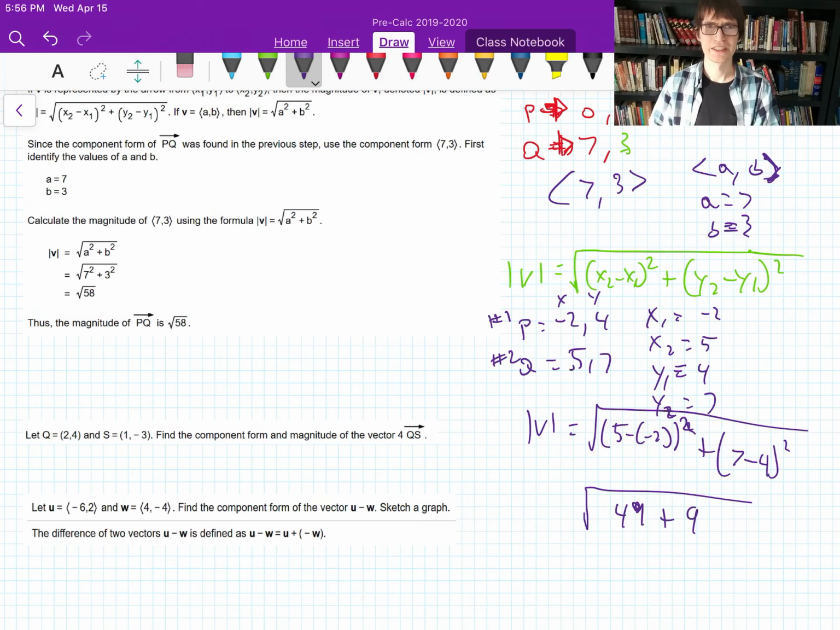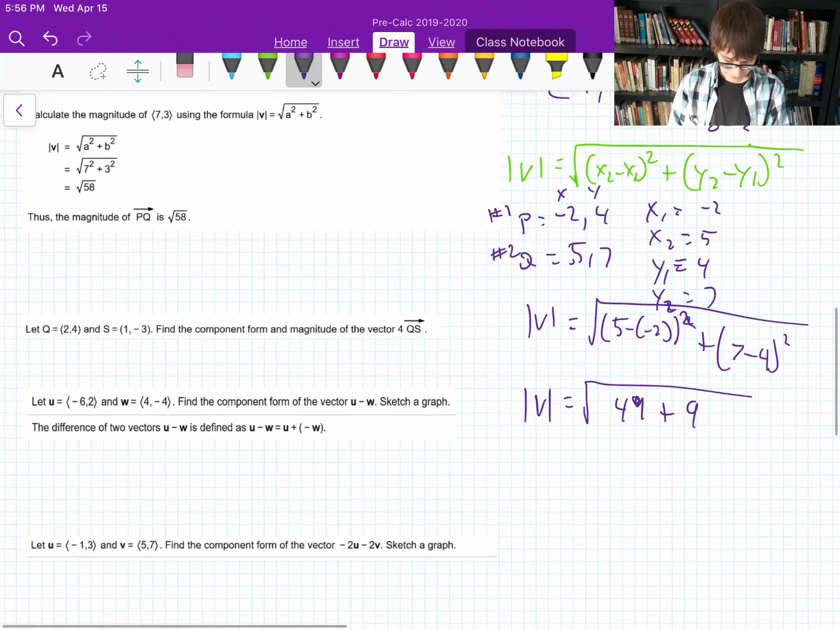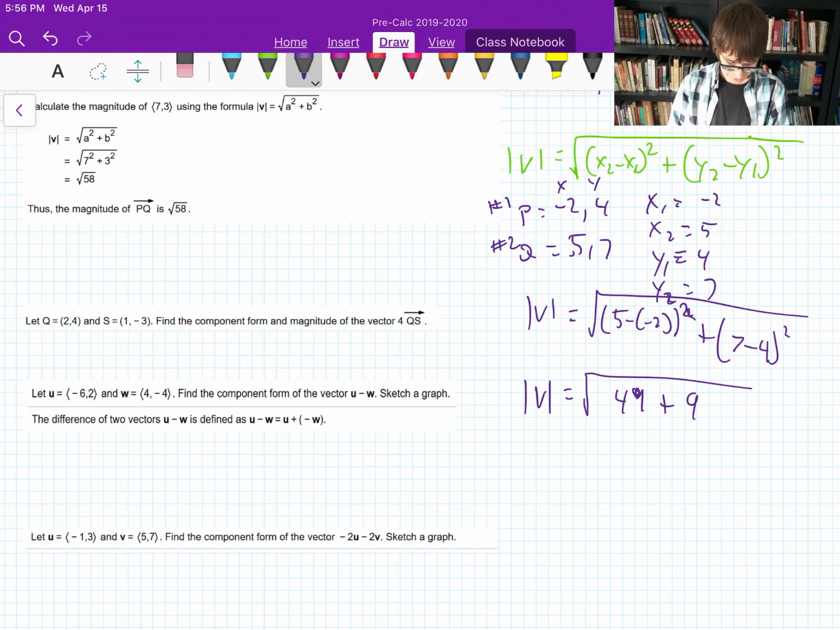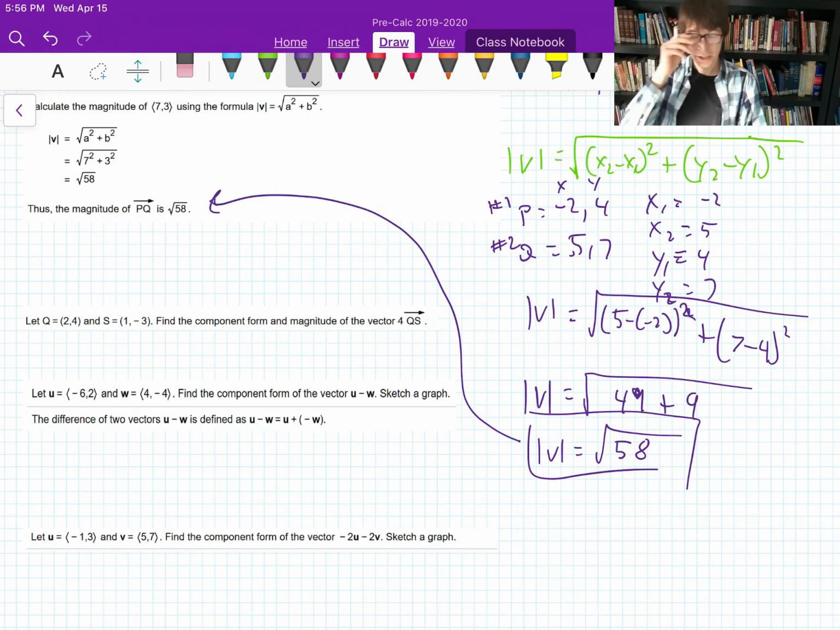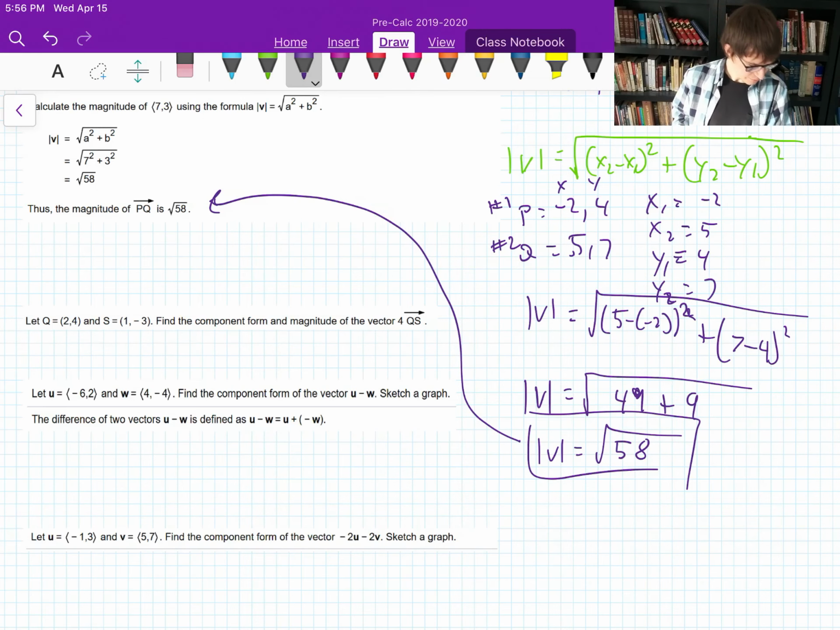I'm going kind of quickly here because I want to save you time, but definitely feel free to do this on your own and try to get a feel for these numbers. So 49 plus 9 is 58, so the magnitude of v equals the square root of 58. And that is our answer, and that's the answer they're looking for up here. Okay, great. So that's those kinds of problems.